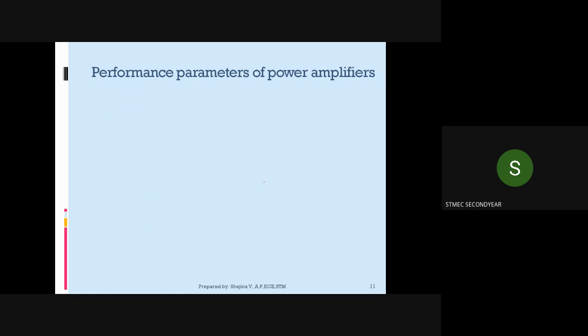So performance parameters of power amplifier. The first one is circuit efficiency, or we can say conversion efficiency. Note here, among the performance parameters, one important major parameter is conversion efficiency, or simply we can say efficiency.